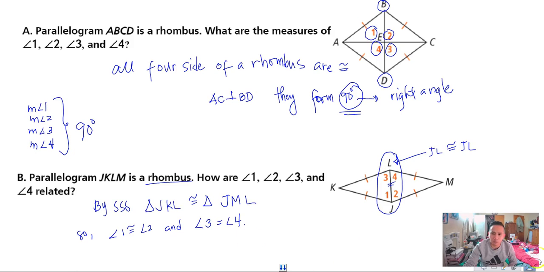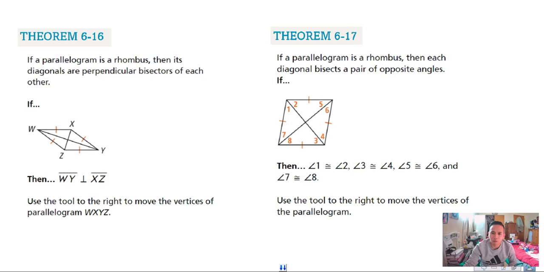On the next slide, you will have the theorems about rhombus. Theorem 6-16: if a parallelogram is a rhombus, then its diagonals are perpendicular bisectors of each other. So the two diagonals bisect each other, and they are perpendicular, meaning they form a 90-degree angle at their intersection. And theorem 6-17: if a parallelogram is a rhombus, then each diagonal bisects a pair of opposite angles.